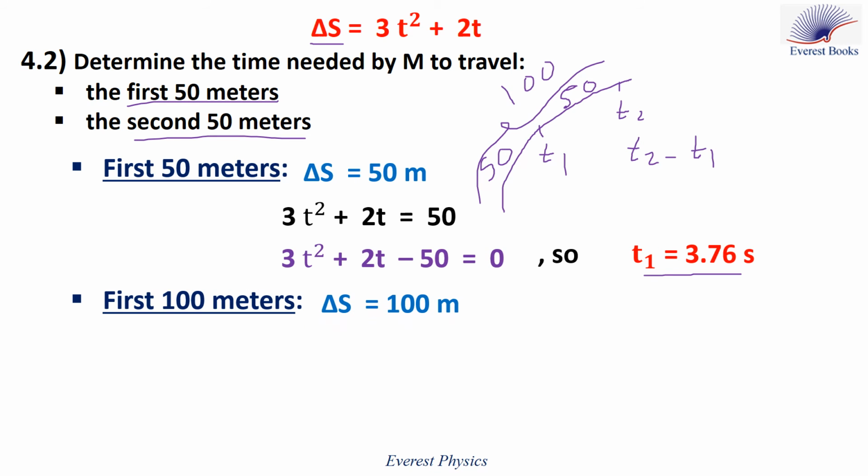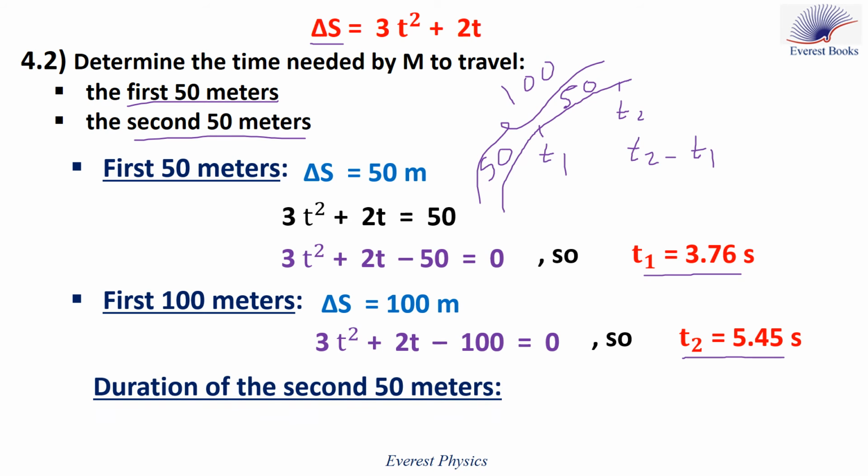Now we have to determine T2, or the time needed by m to travel the first 100 meters. Delta s equals 100. So replace delta s by 100 in the above expression. We get this equation: 3t squared plus 2t minus 100 equals 0. Using a calculator, t2 equals 5.45 seconds. Now we can determine the duration of the second 50 meters, which is equal to t2 minus t1 equals 1.69 seconds.